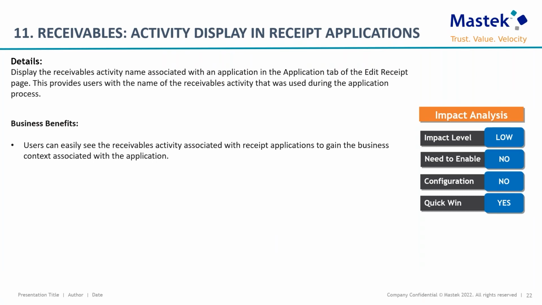Next update we have in the receivables module, which is activity display in receipt application. So whenever you open up a receipt and you want to see which receivable activity was used in application of the same, this would now be visible at the receipt page itself, and this would definitely help the AR team. If they want to know which receivable activity was used in application of any particular receipt, this information would be handily available right at the receipt page.